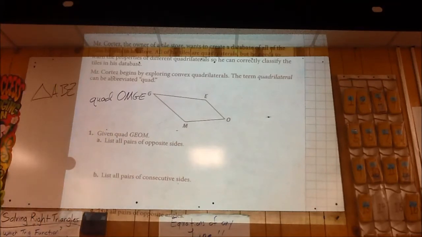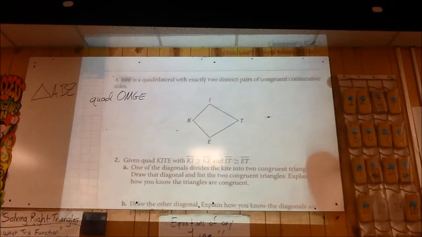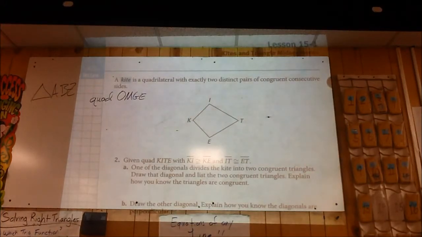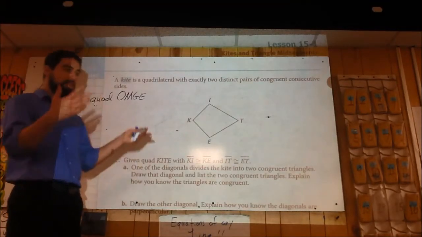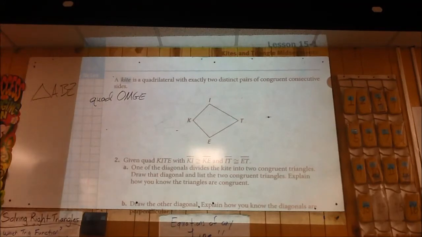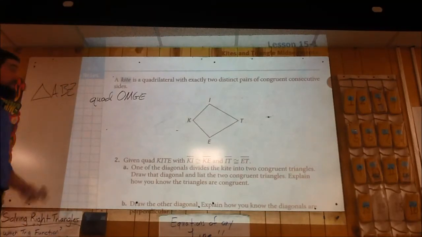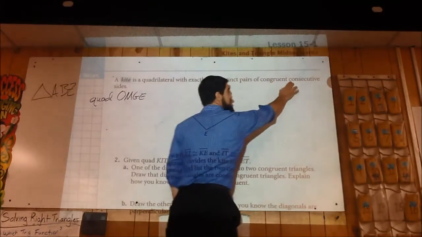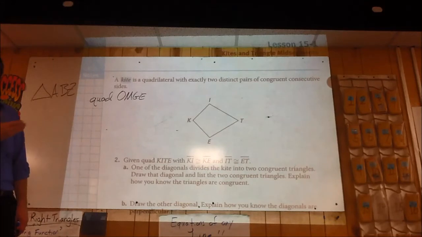Alright, now let's flip on to the next page. On the next page, it introduces the first special quadrilateral we're going to talk about, and it is a kite. The definition at the top of the page says, a kite is a quadrilateral, so we know it has 4 sides, 4 vertices. We know that the 4 interior angles add up to 360 degrees, because it's a quadrilateral. So it's a quadrilateral with exactly 2 distinct pairs of congruent consecutive sides. So there's that word, consecutive. If you don't know how to identify consecutive sides, then it's going to be pretty difficult to understand what a kite is.